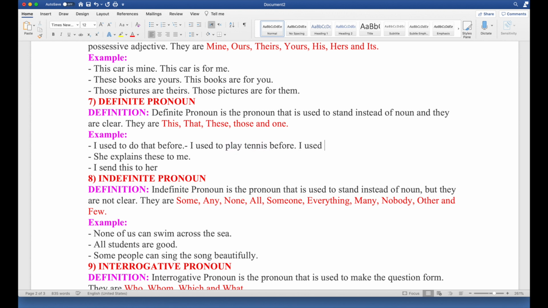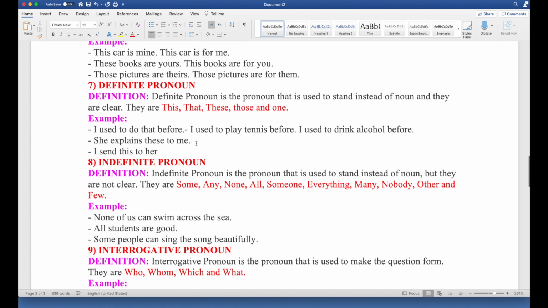I used to drink alcohol. Okay? I used to do that before. That would be drink. I used to drink alcohol before. Okay, so that would be replacing something very specific, which would be drink alcohol. She explains these to me. She explains the questions to me. Okay? So the questions is replaced by these.